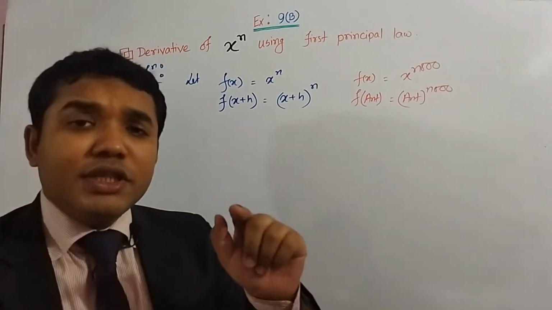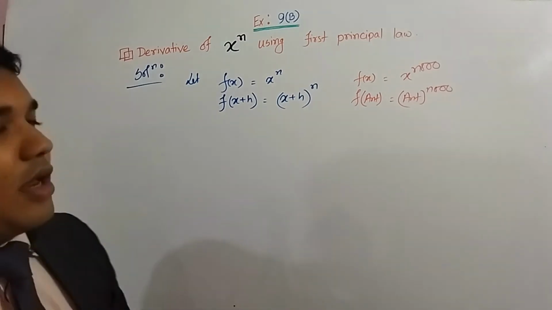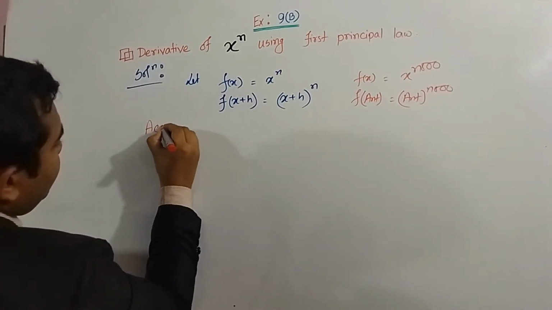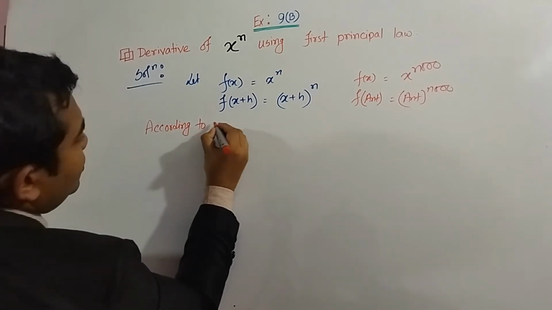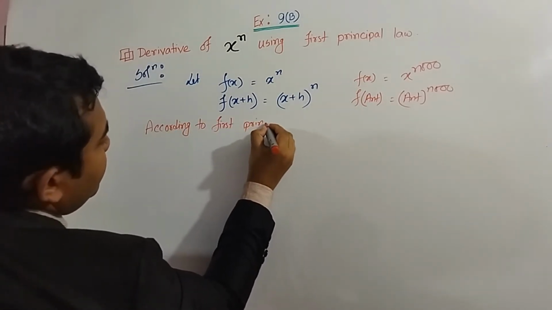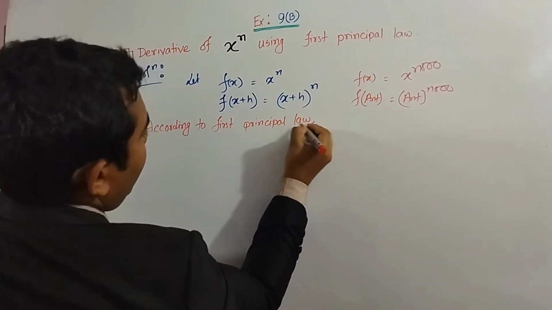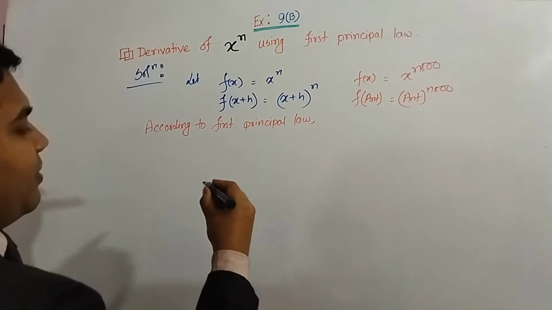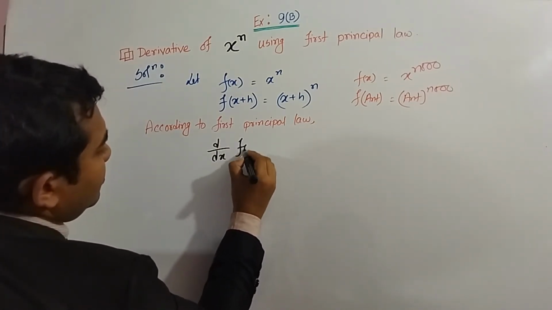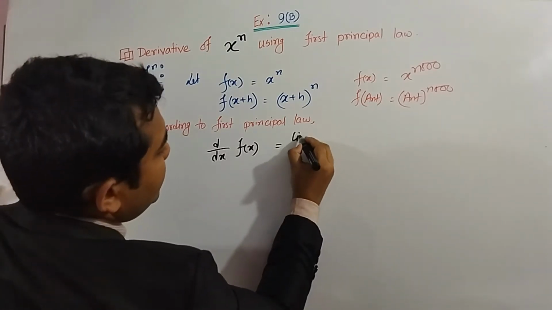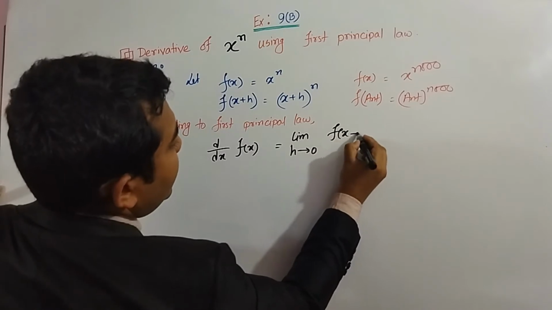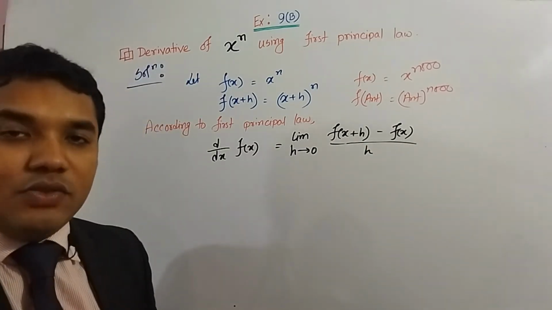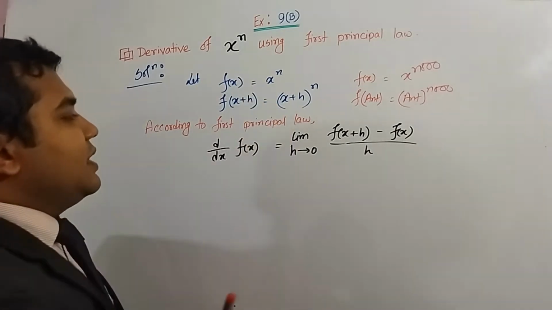My dear students, maybe one question arises in your mind: why are we finding f of x and f of x plus s? Because we have a formula according to the first principle law, and the formula is what? Can you tell me? Exactly, d/dx of f of x should be limit s tends to 0, f of x plus s minus f of x divided by s. Yes students, that is why we have found f of x plus s and f of x, just to put the values in here.